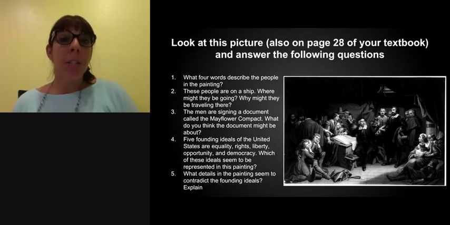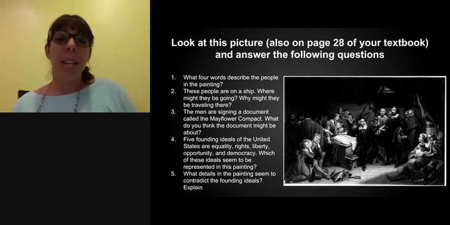In chapter 2, we discussed the 5 founding ideals of the United States. They're equality, rights, liberty, opportunity, and democracy. So which of these ideals is represented in this picture? Which do you see? Do you see equality? Do you see rights, liberty? What's going on in this picture for you?